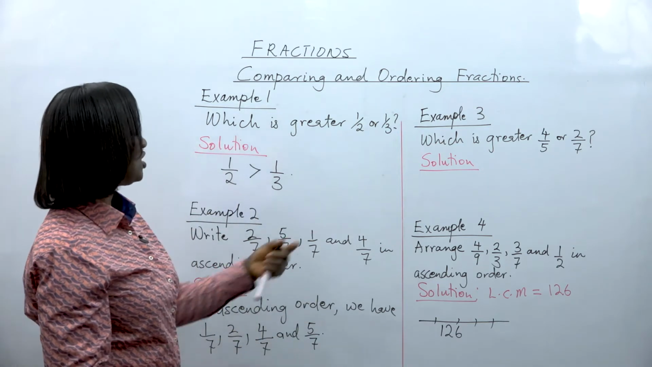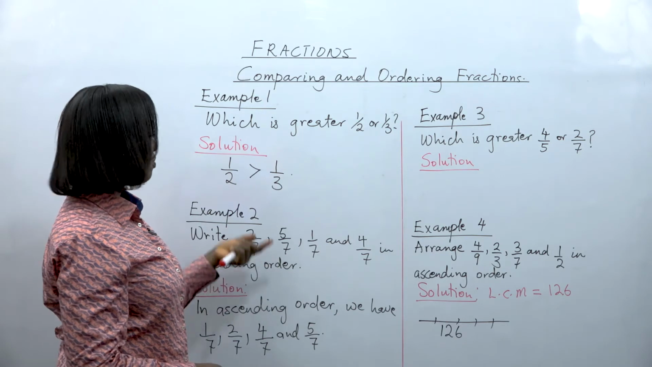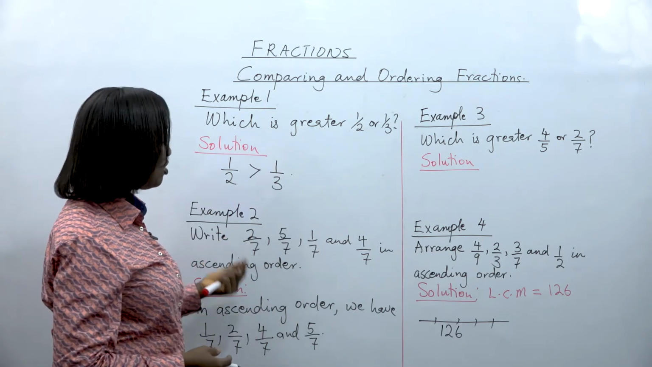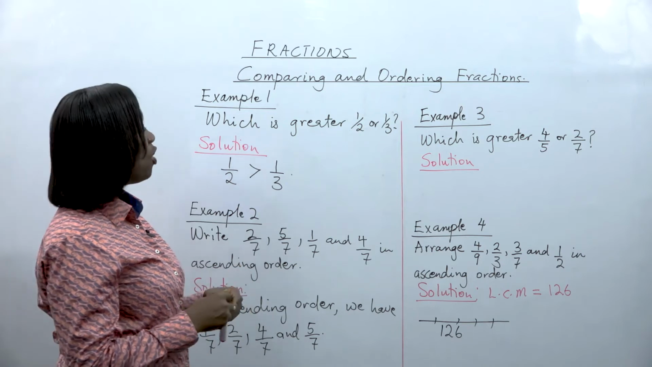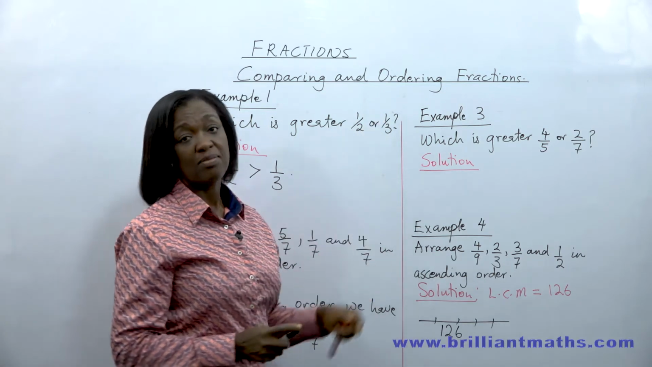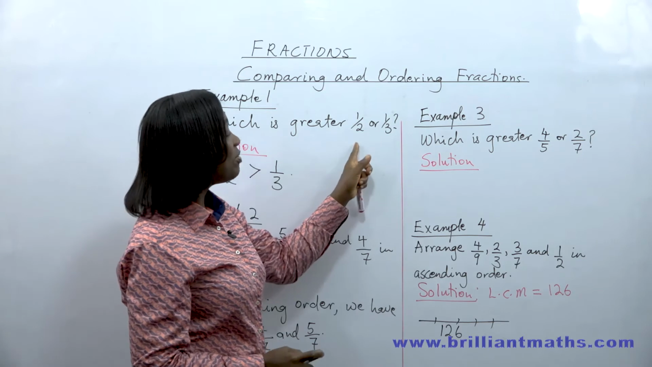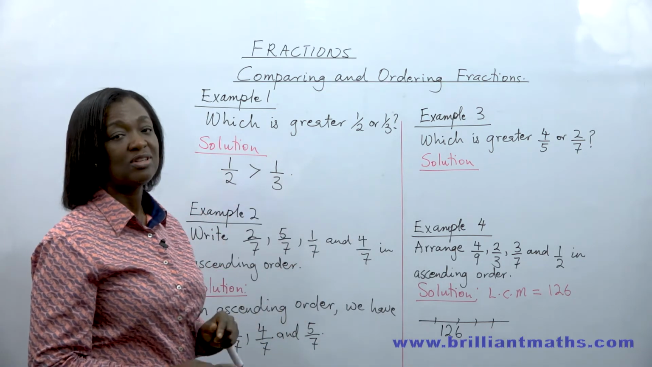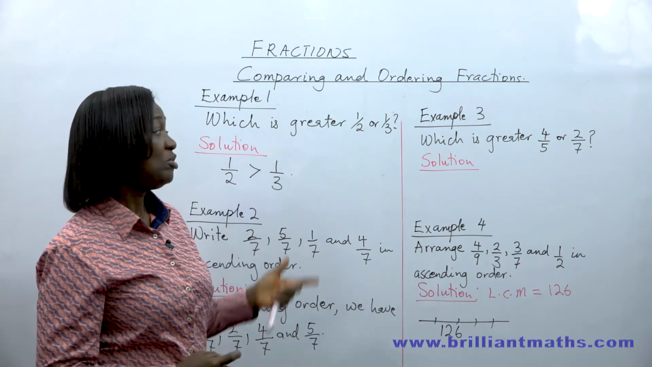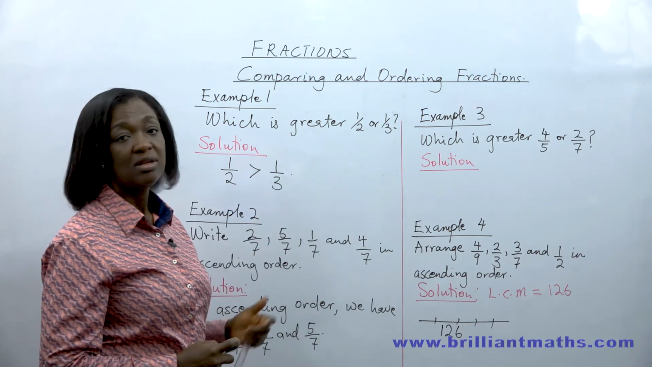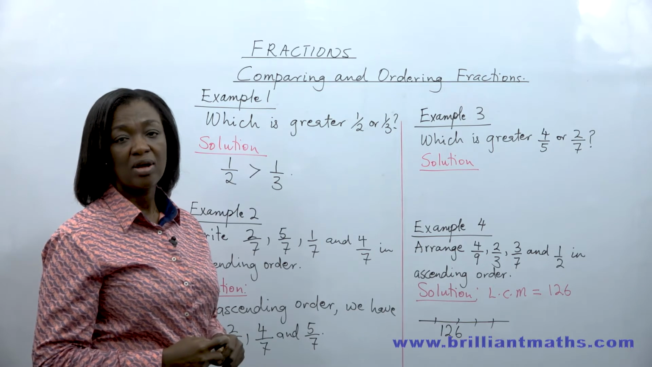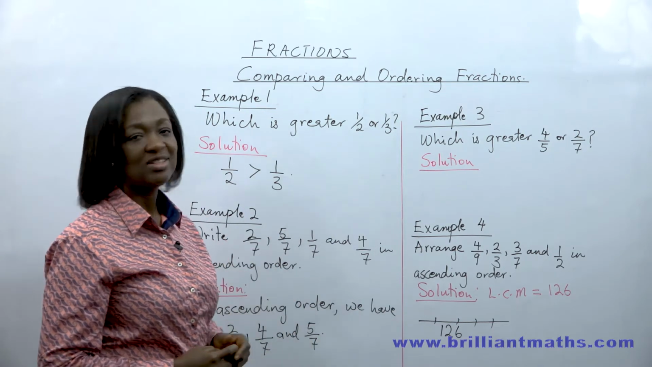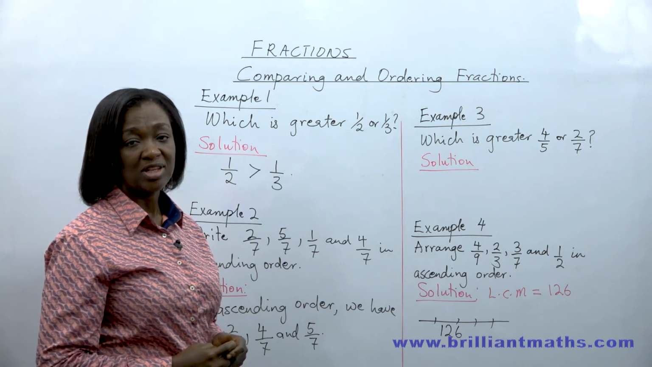So when the denominators are the same, the bigger the numerator, the bigger the fraction. And the smaller the numerator, the smaller the fraction. When the numerators are the same, the smaller the denominator, the bigger the fraction. So take note of that. You could try cutting paper or cookies into equal parts and use that to consolidate your understanding.